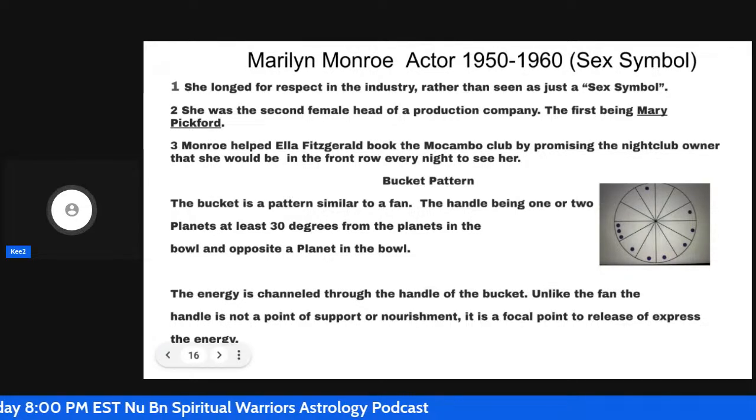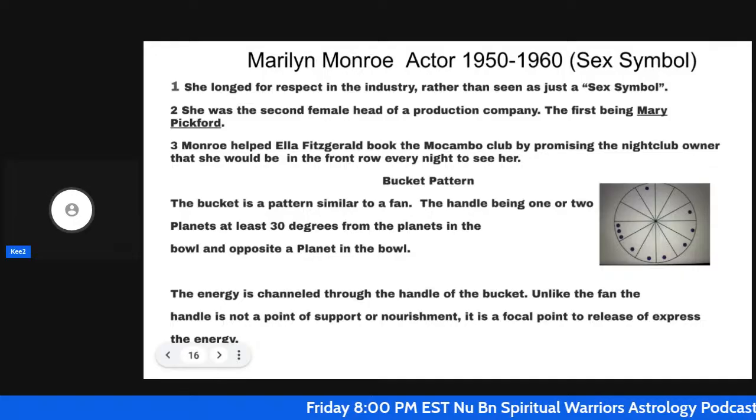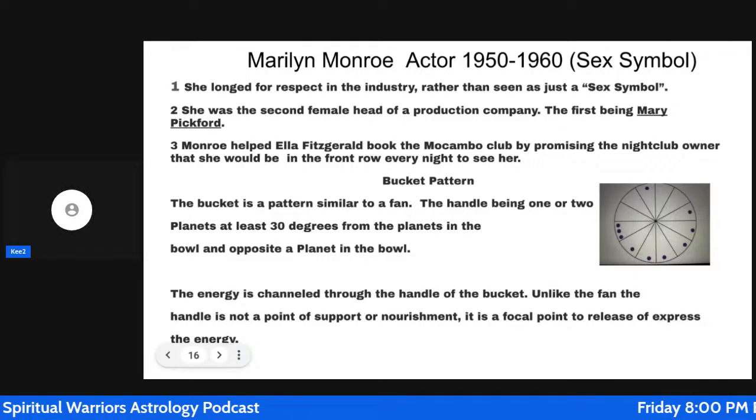The energy is channeled through the handle of the planet. Unlike the fan, the handle is not a point of support or nourishment. It is a focal point to release the energy or the expression of the energy.